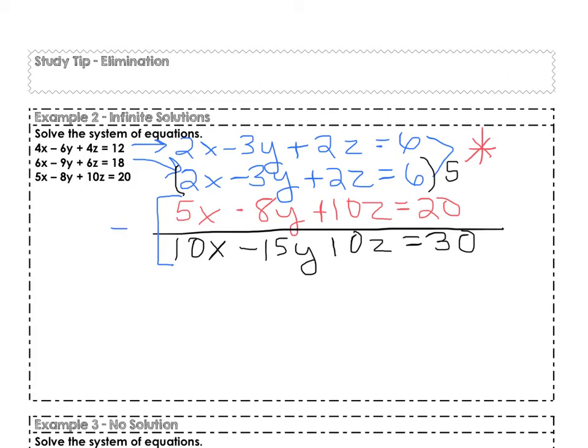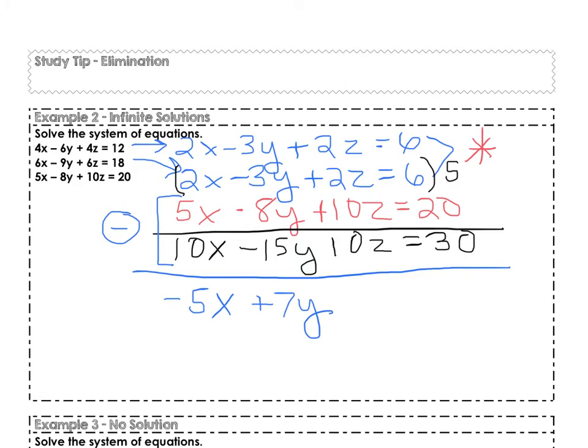So I'm going to subtract down because I want to eliminate a value. 5x minus 10x gets me negative 5x. Negative 8y minus negative 15y, so once again, now we have negative 8 plus 15, which is going to get me a positive 7y. And then the 10z minus 10z cancels out. And 20 minus 30 gets me negative 10, which actually looks pretty gosh darn similar to the one that's in the textbook.